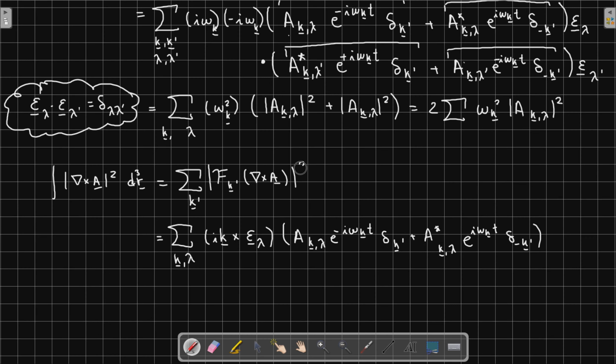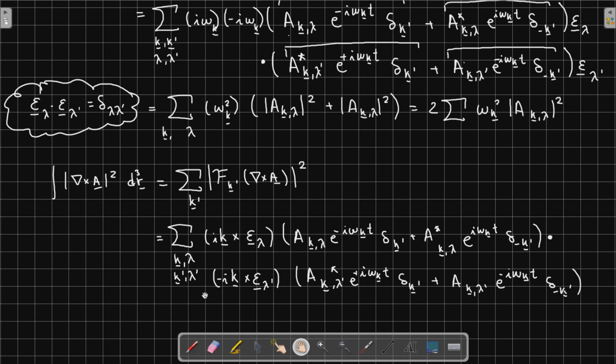Okay, this will be equal to this dot with another sum, which will be i k times e lambda prime, with a minus because we're taking the complex conjugate, a k lambda prime, sorry, a k lambda complex conjugate, plus i omega k t delta k prime, plus a k lambda prime e to the minus i omega k t delta minus k prime.